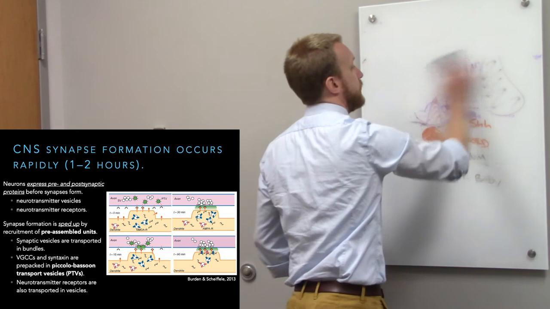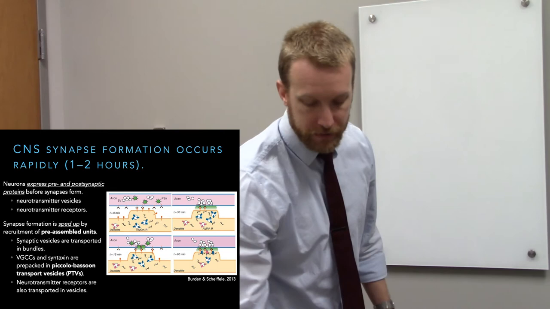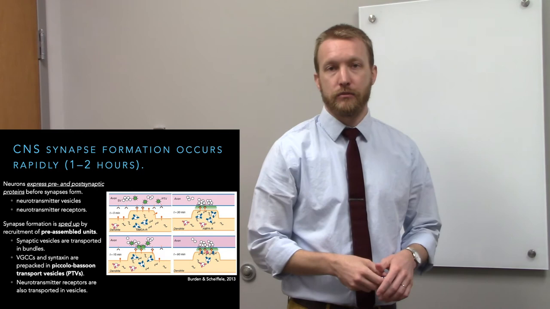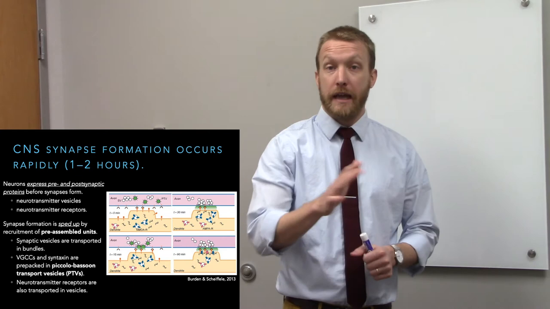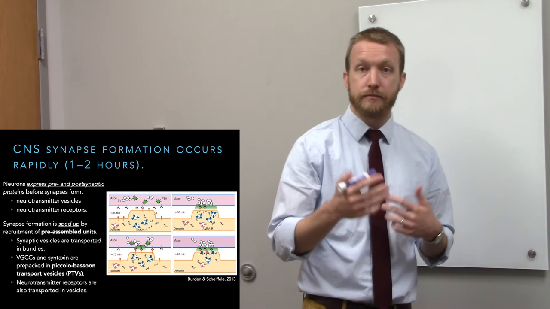One name I wanted to bring up, just because it's fun, not that I expect you to know it, but piccolo-bassoon transport vesicles. Piccolo and bassoon are a couple of active zone proteins. More on those in Lecture 5, not piccolo and bassoon, but the active zone. The active zone is where we release neurotransmitter. That requires, of course, proteins, because proteins do everything for us.